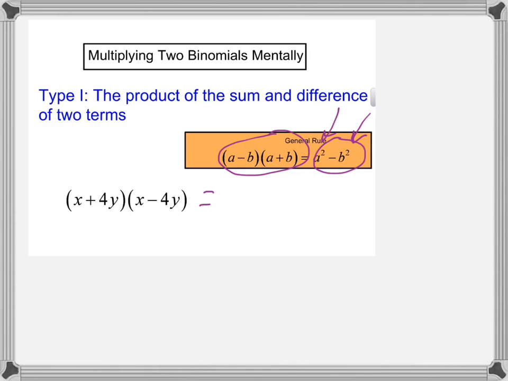Okay, so for example, if we had x plus 4 times x minus 4, we would take the first term and square it, and we'd subtract the second term squared, which is 16.